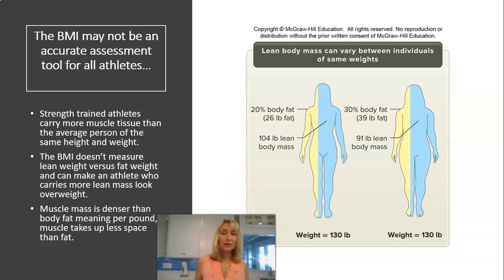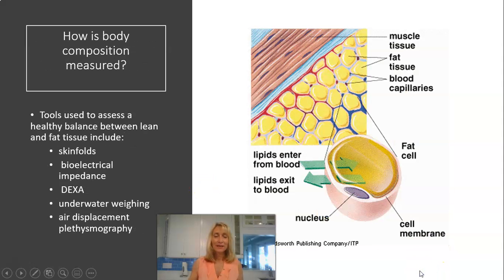And if I'm working with strength-trained athletes or athletes who do carry a lot of lean muscle, I don't put a lot of stock into the BMI. So good thing to know, muscle mass is denser than body fat, meaning it's more compact. That means pound for pound, it takes up less space. All right, so we're going to stop the video there, and we're going to come back and talk about different ways to measure body composition.